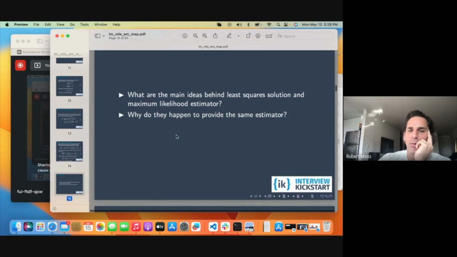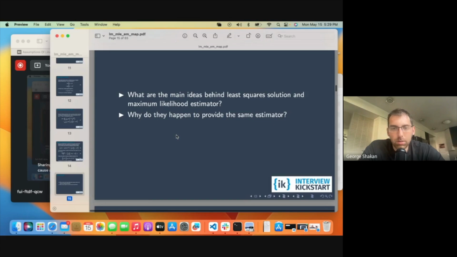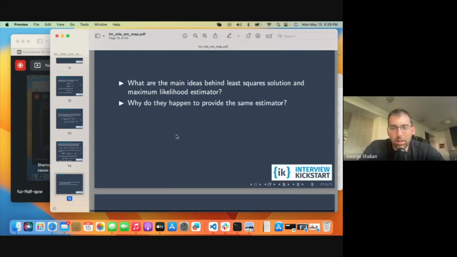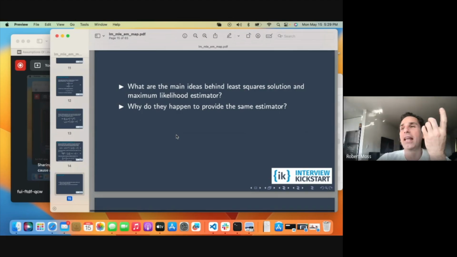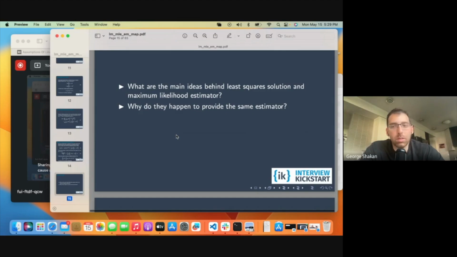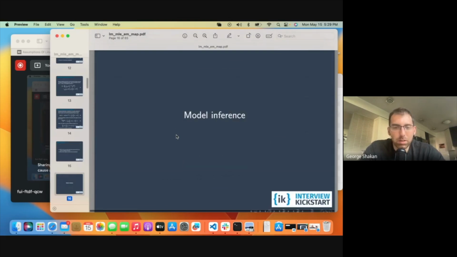Why do they provide the same estimator? I think because they follow the same assumptions. Why do they happen to provide the same estimator? It's because of all the math that they just showed you. They showed that maximizing the product of probabilities is actually the same as minimizing the sum of the squares, which is not obvious. Great answer. That maximizing the probabilities is the same as minimizing the residuals, which is what's done in the least squares solution. Exactly, which is maybe surprising if you haven't seen it.